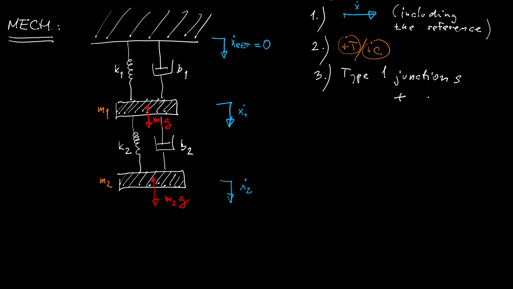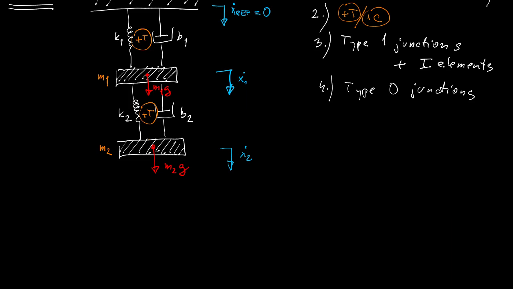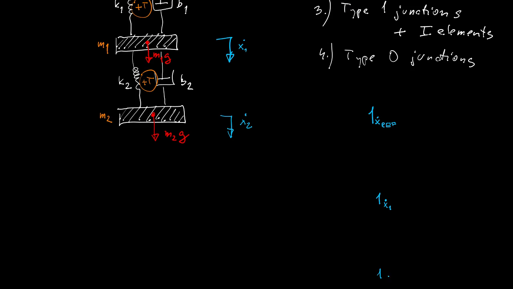The second step is, as usual, reference frame for the relative elements. The third step, type 1 junctions corresponding to the velocities, and the fourth step, type 0 junctions, which enable us to bring in the relative velocities. So let's start doing it. So we first start drawing the 3 type 1 junctions.